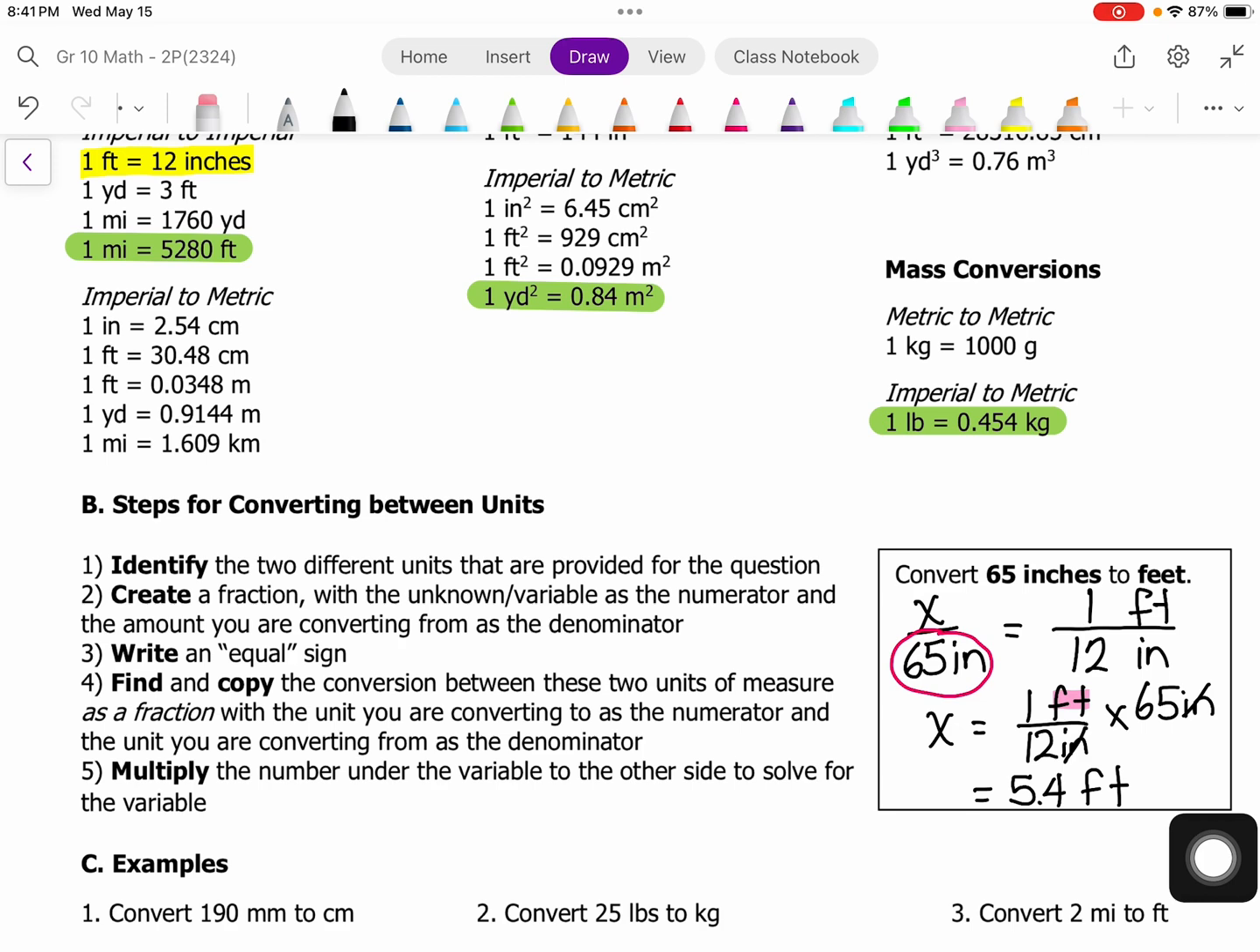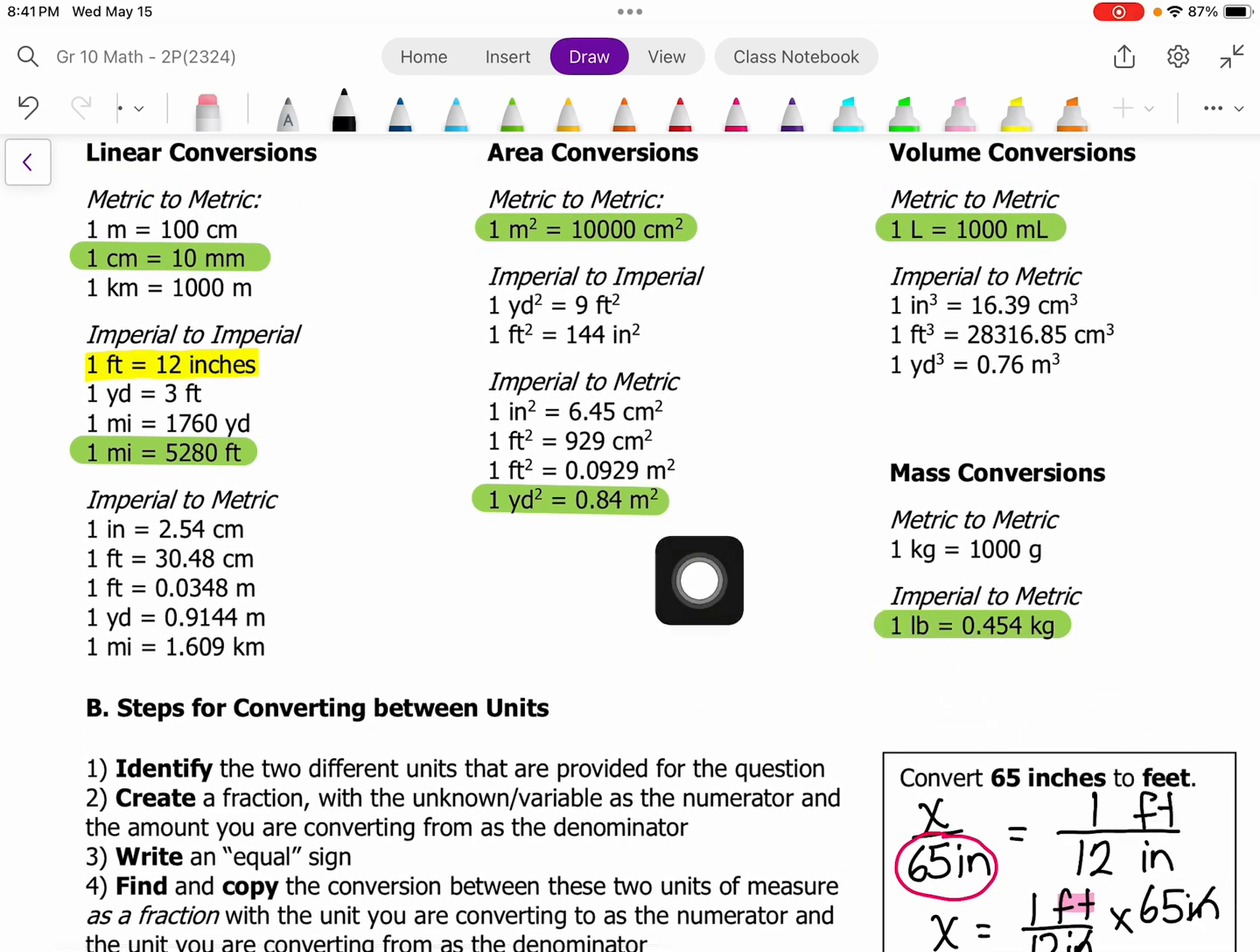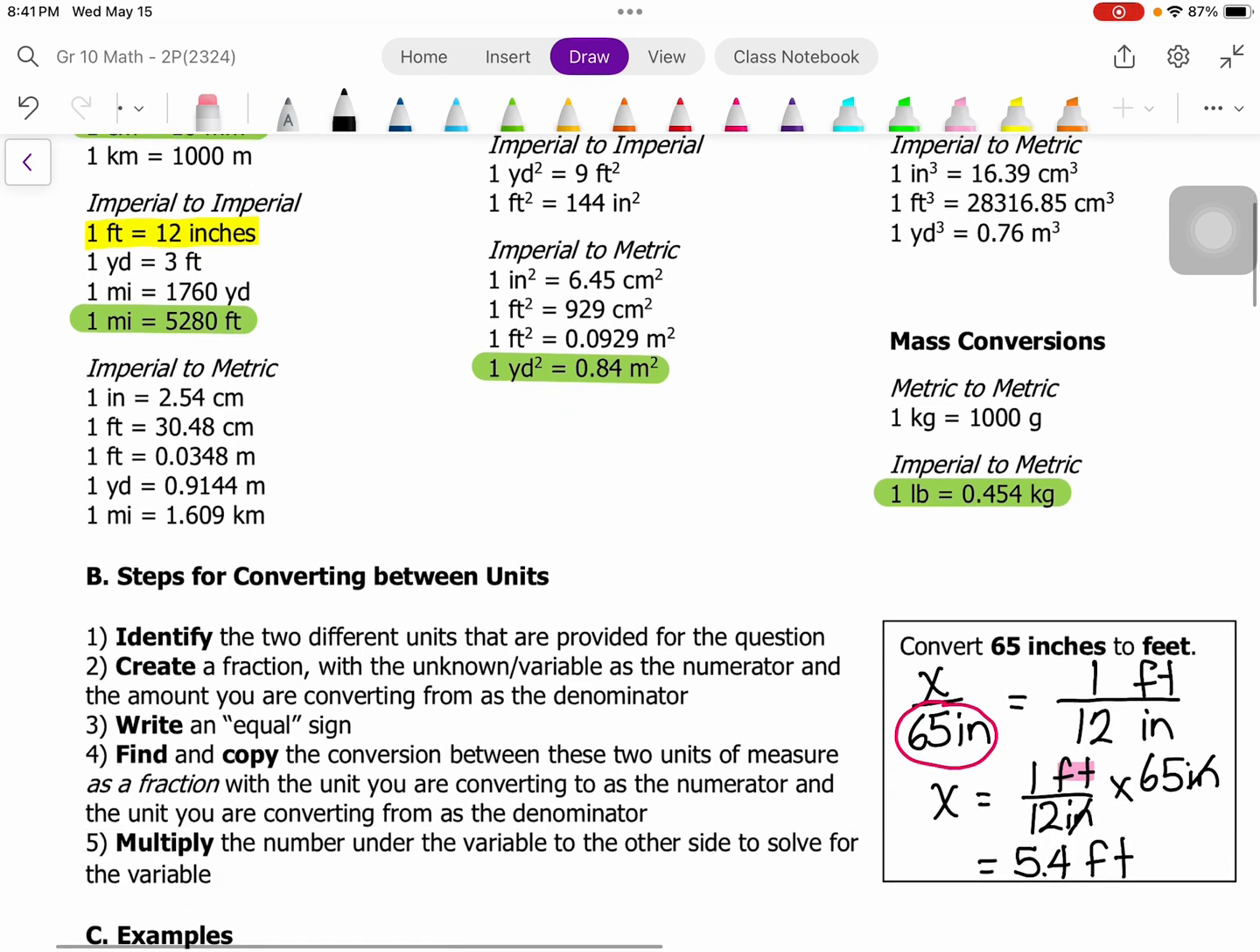So let's try a few more examples. I have highlighted over here for the rest of the examples the conversions that we are using. I'm not going to keep moving back and forth, but these are the ones that I'll mention and then write down as that second fraction.